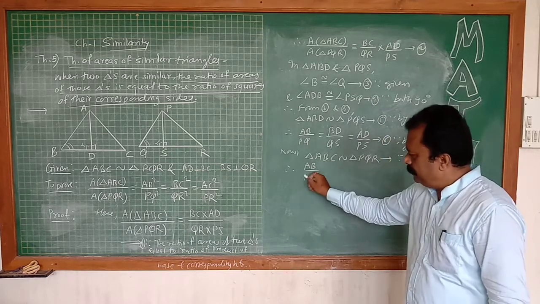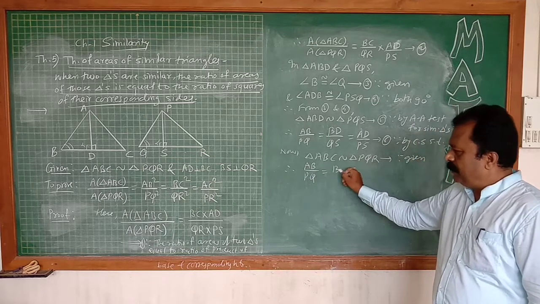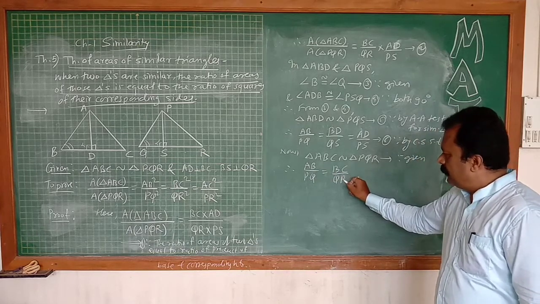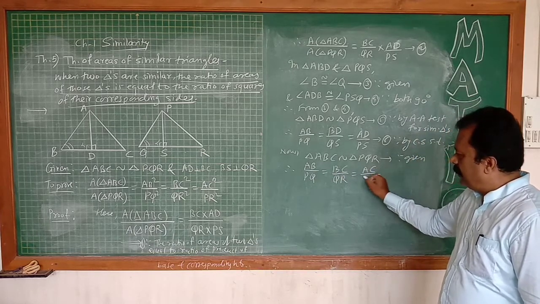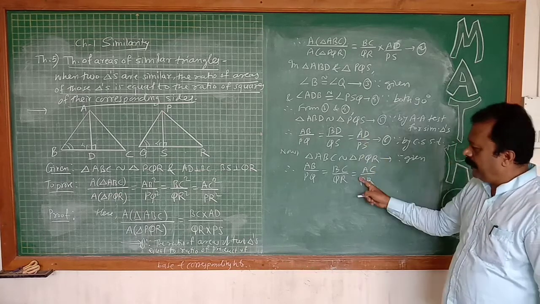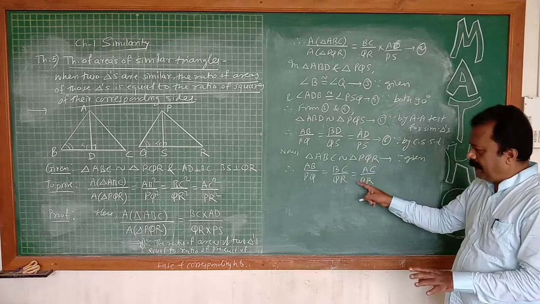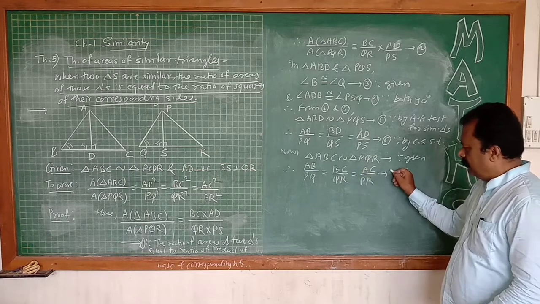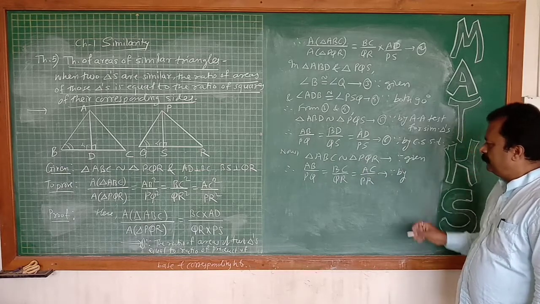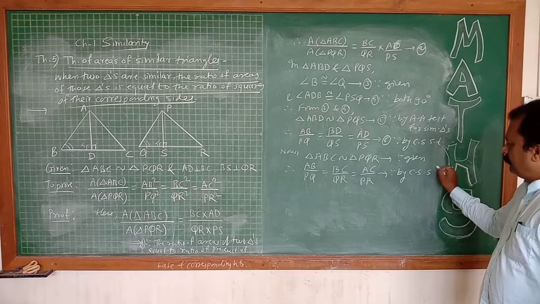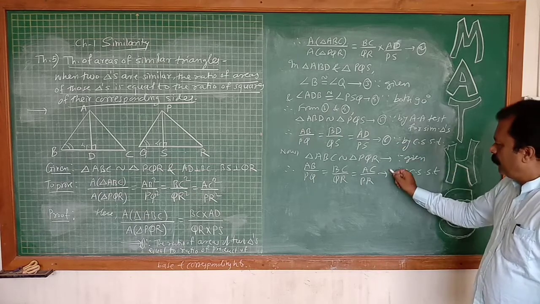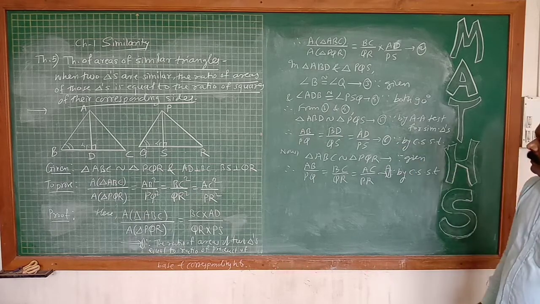AB upon PQ is equal to BC upon QR is equal to AC upon PR. Here I have taken the same way: corresponding sides are in proportion by CSST. Name it equation number 7. Now check.